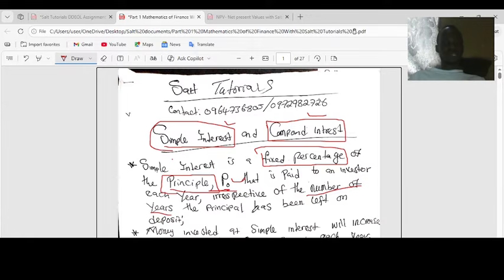Regardless of the number of years the principal has been left on deposit, it doesn't matter. Maybe I put my money in for 5 years; as long as my interest accumulates every year at a certain fixed percentage, this fixed percentage is calculated on the principal.